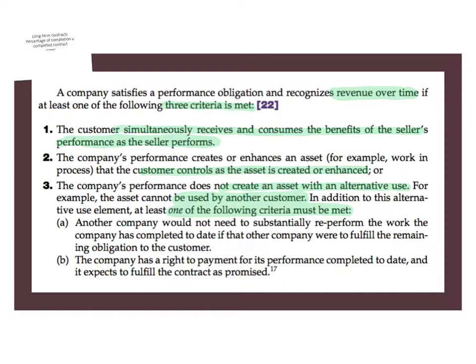The second one is the company has a right to payment for its performance completed to date, and it expects to fulfill the contract as promised. So typically, there are progress billings, and the company expects to get paid on those. For example, if you're building airplanes for Boeing, they expect to get some payments along the way. So these are the situations. Now, if those are not met, then you must move to a completed contract situation.